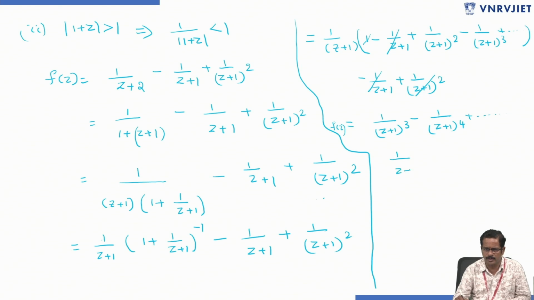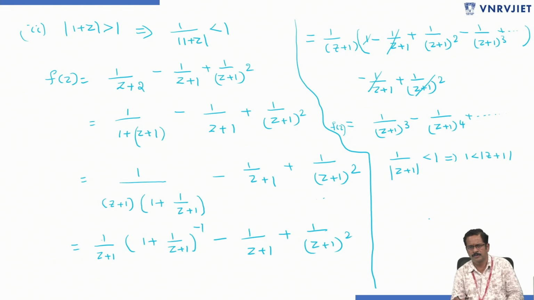1 by z plus 1 is going to be less than 1. It implies the region of convergence is 1 by modulus of z plus 1 less than 1, that is 1 less than modulus of z plus 1. Okay, this is the region of convergence. This is the Laurent series expansion for the given function f of z equals 1 by z plus 2 into z plus 1 whole square.